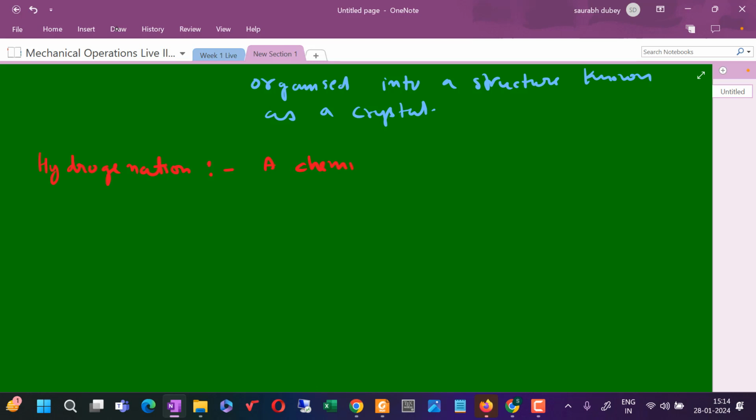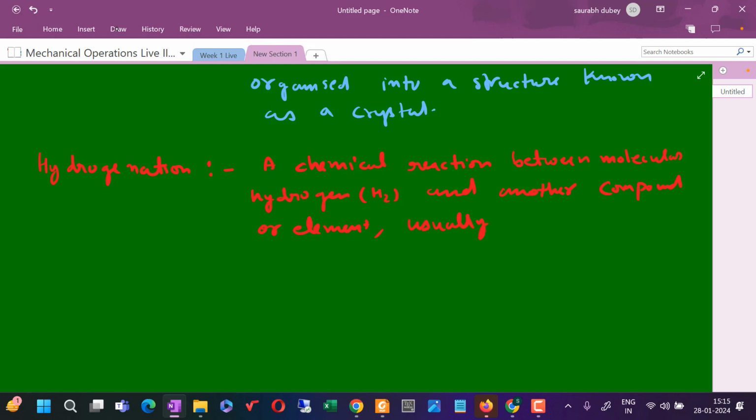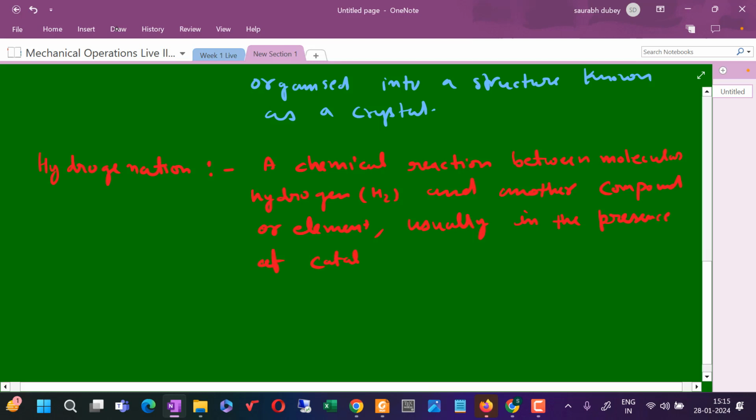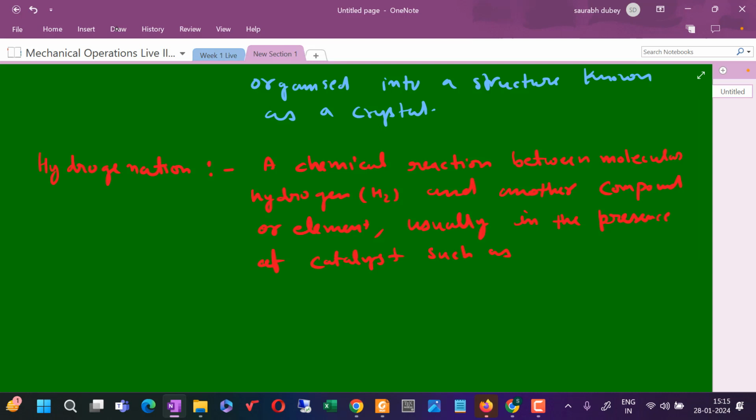So hydrogenation is a chemical reaction between molecular hydrogen, that is H2, and another compound or element, usually in the presence of catalysts such as nickel, palladium, and platinum. This reaction is carried out.